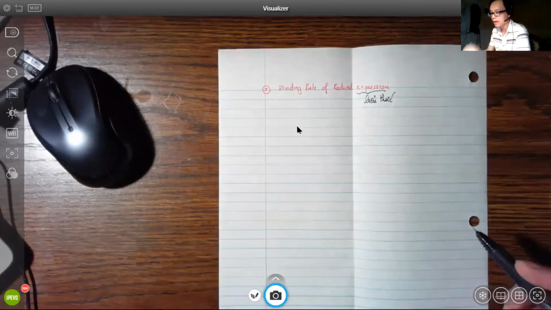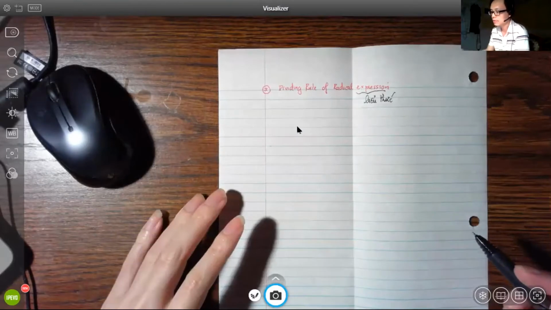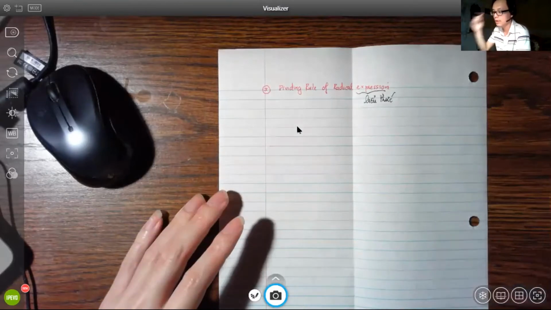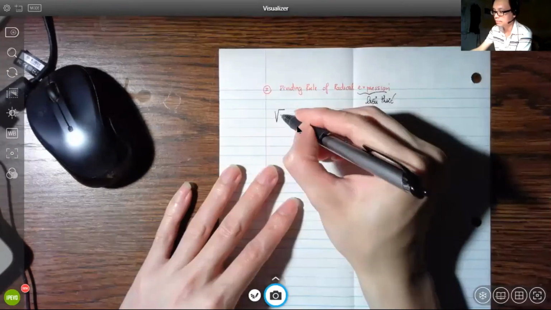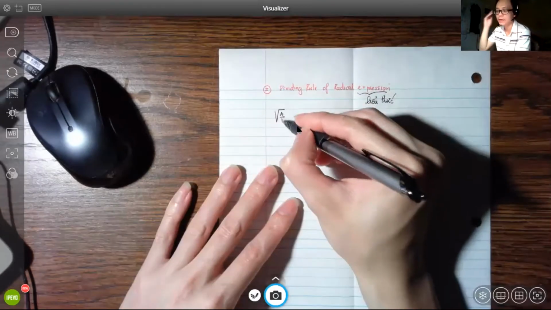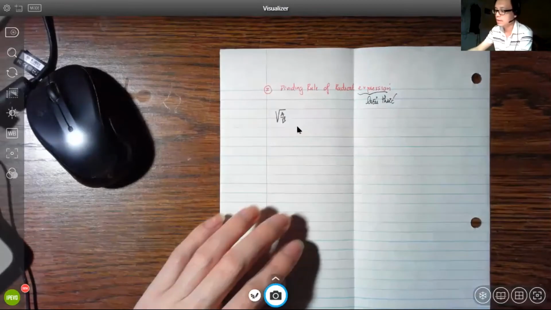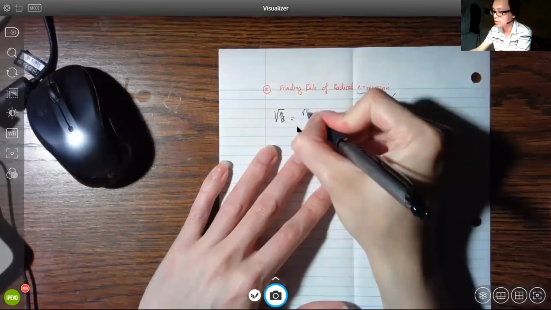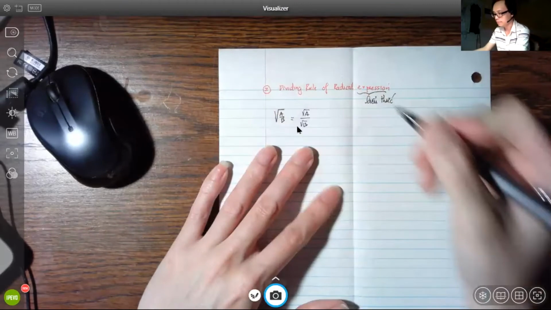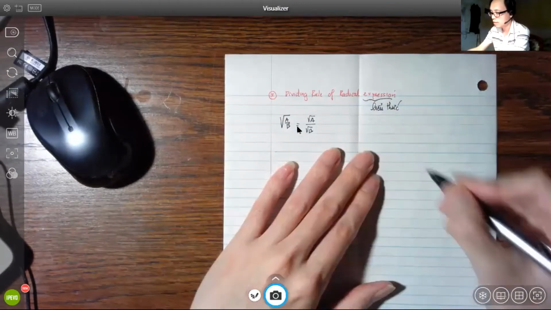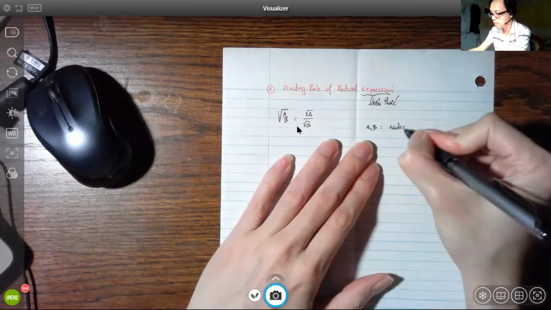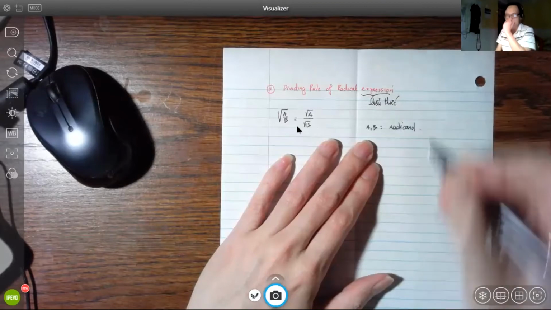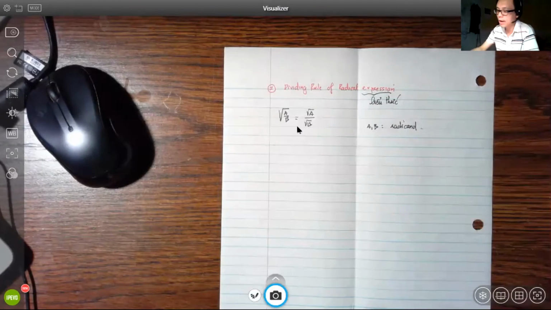The dividing rule is kind of similar to the multiplication rule. When you have a fraction under the radical, for example, here I have radical a over b, this is equal to radical a over radical b. A and b we call the radicand. Okay, gọi là radicand là những cái số a và số b gọi là radicand. Okay, cái symbol này nó gọi là radical.